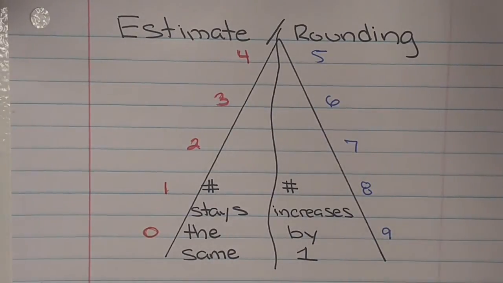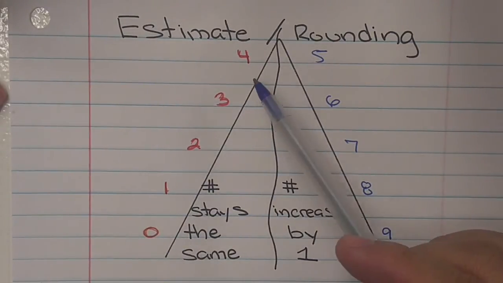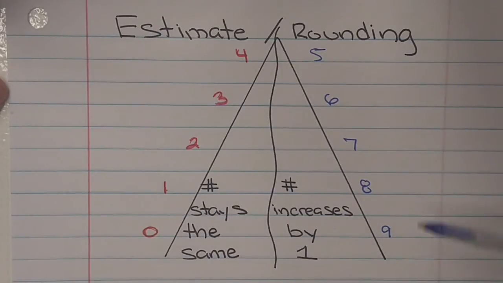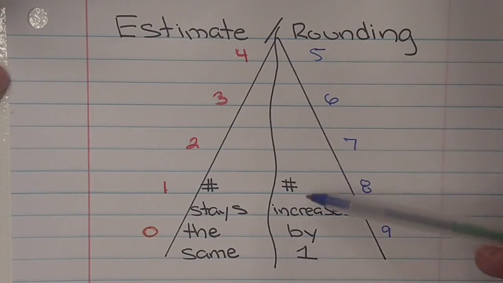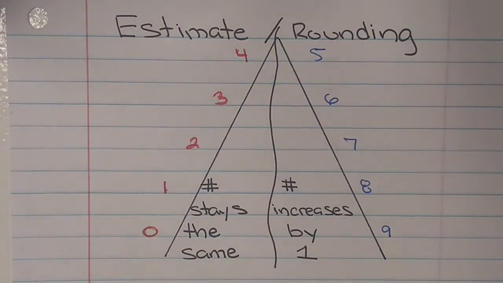Now, it's really important that we set it up this way because we need to clearly see a difference to let us know which numbers are going to do what. So on this side, we have 0, 1, 2, 3, 4, and that's going to tell us that that number stays the same. And on this side, from 5 through 9, we're going to have the numbers that tell us to increase it by 1. So let's begin.